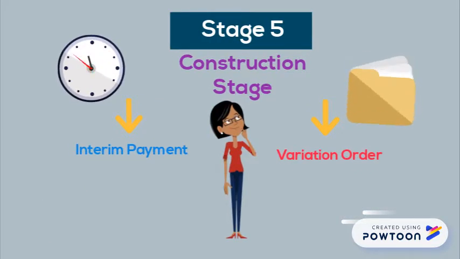Next is Stage 5, where the construction process is ongoing. The quantity surveyor is responsible for the interim payment of the project. Besides, the quantity surveyor also needs to be aware of any variation order that has been made by the contractor during this stage.